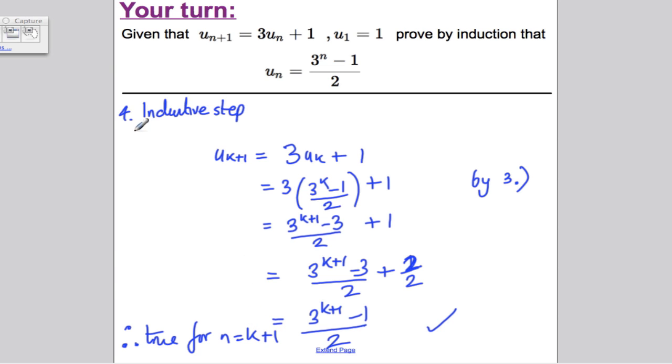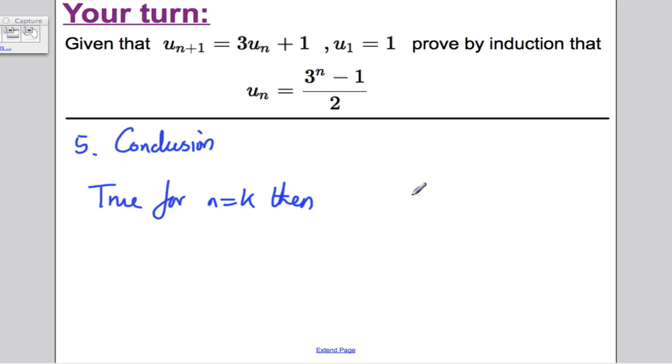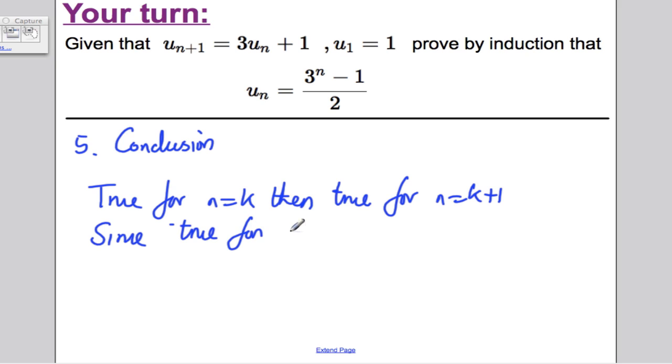Just to take it home then and finish it on step 5. Step 5 is your conclusion step. And as always, you just state true for n equal k, then true for n equal k plus 1. You've shown that since true for n equal 1, you've now shown that un is in fact equal to 3 to the n minus 1 over 2 for all n bigger than or equal to 1, and you're done.